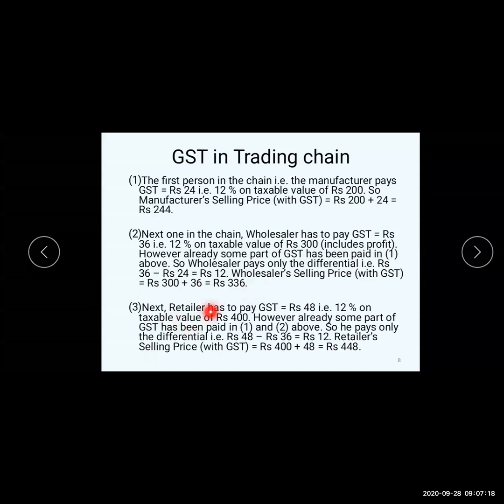Next, we can see that the retailer has to pay GST equal to rupees 48. That is 12% on the taxable value of rupees 400, as we have seen in the chain. However, already some part of GST has been paid in 1 and 2 above. So he pays only the differential, that is rupees 48 minus rupees 36, equal to rupees 12. Now the retailer's selling price will be 400 plus 48, that is 448.